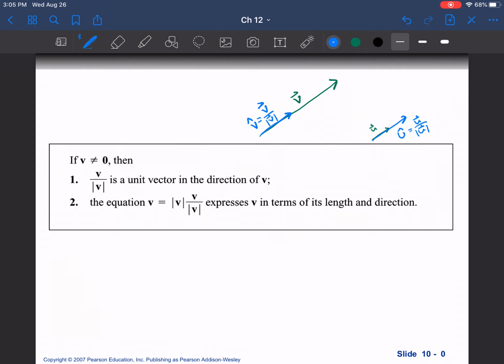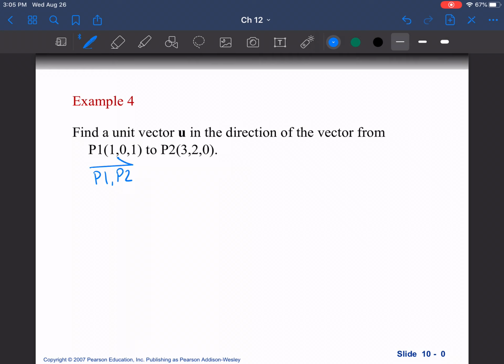So find a unit vector u in the direction of the vector from P1, 1, 0, 1 to P2, 3, 2, 0. So we need a vector that lies along that direction. So first off, let's figure out this vector in component form. So P1, P2, we want this vector, and we want it in component form. So this is going to be 3 minus 1, 2 minus 0, and 0 minus 1. This gives us 2, 2, negative 1. So that's our vector right there in component form.